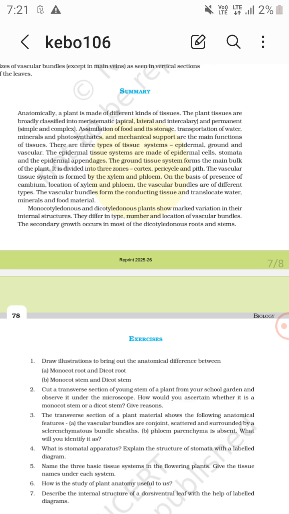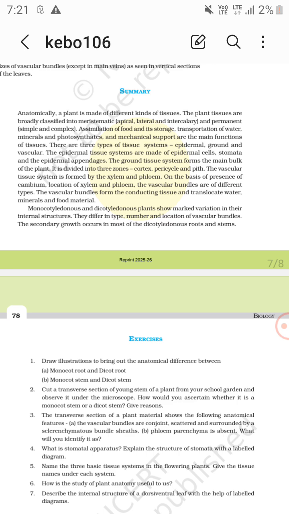Okay, the ground tissue system forms the main bulk of the body, and it's divided into three zones: cortex, pericycle, and pith. Okay, and vascular tissue system is formed by the xylem and phloem. What are the xylem and phloem? These are complex permanent tissues. They are made up of different types of cells.